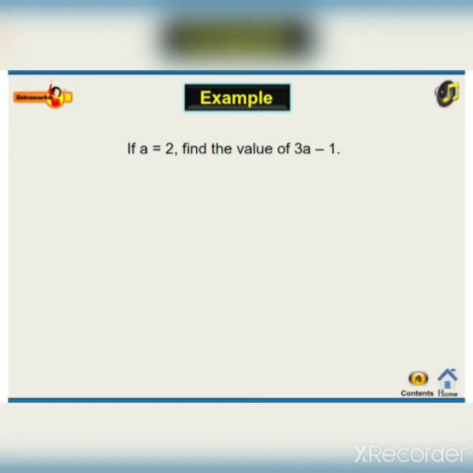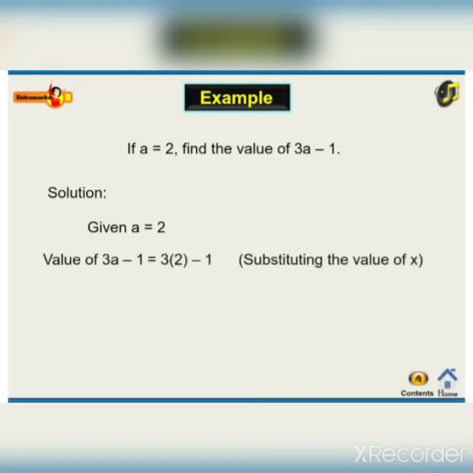Let us work out another example. If a is equal to 2, find the value of 3a minus 1. Solution. Given a is equal to 2, so we substitute a is equal to 2 in 3a minus 1. Therefore, value of 3a minus 1 is equal to 5.